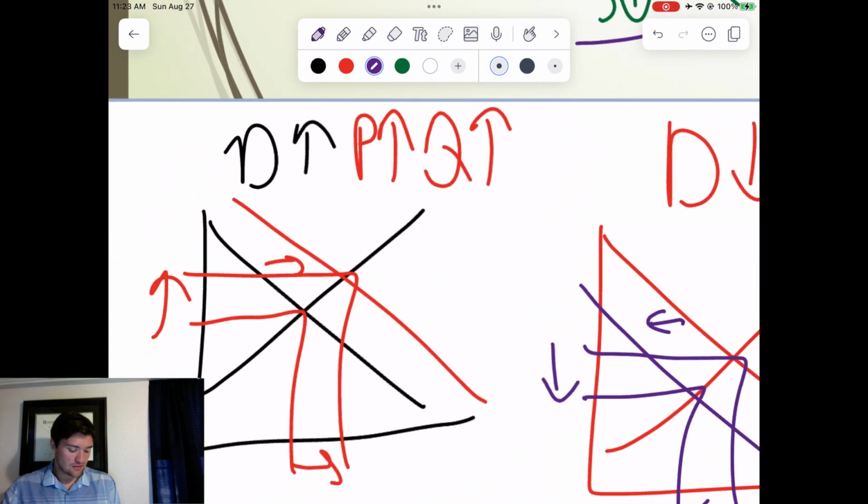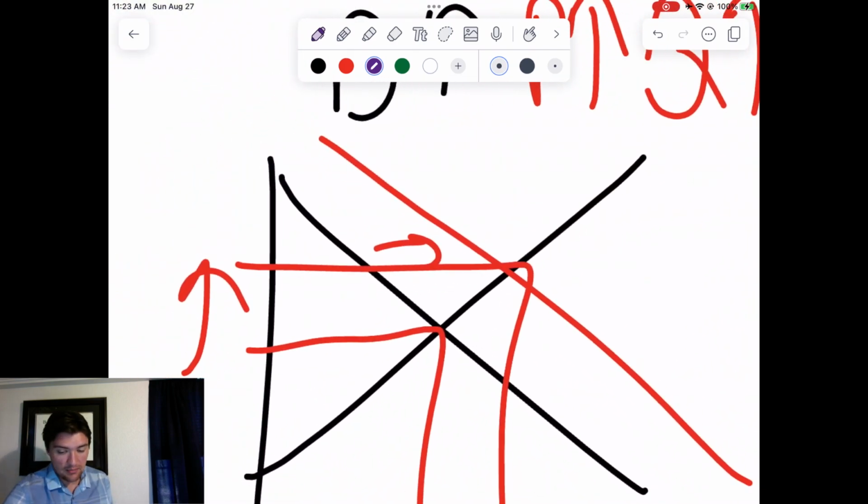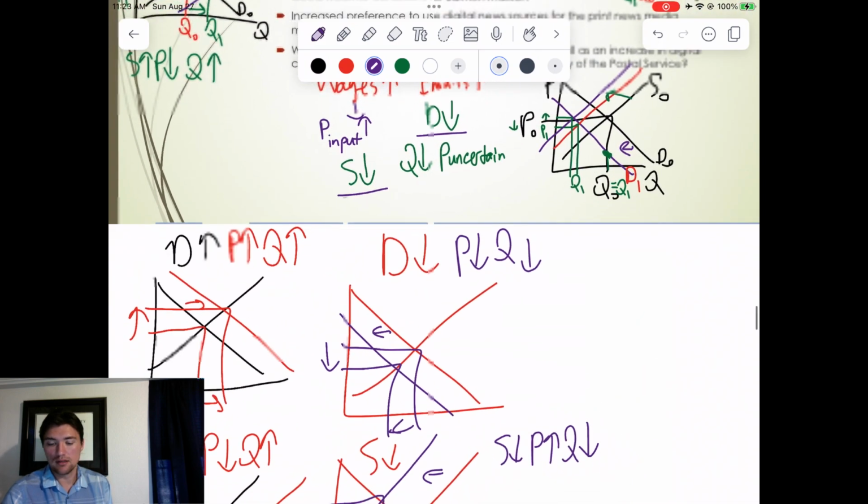So as you can see here, nothing is shifting the supply curve, right? I'm only changing the demand, and that changes the price and quantity. So what does that mean? I'm having a movement on the supply curve. I'm not changing the supply, I'm changing the quantity supplied. There's a big difference there.